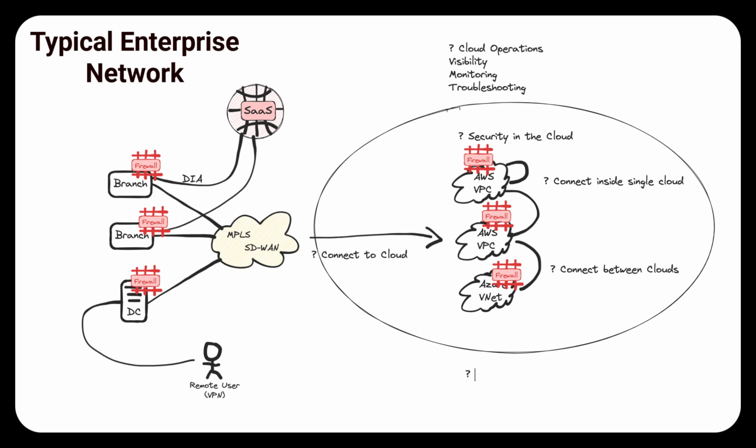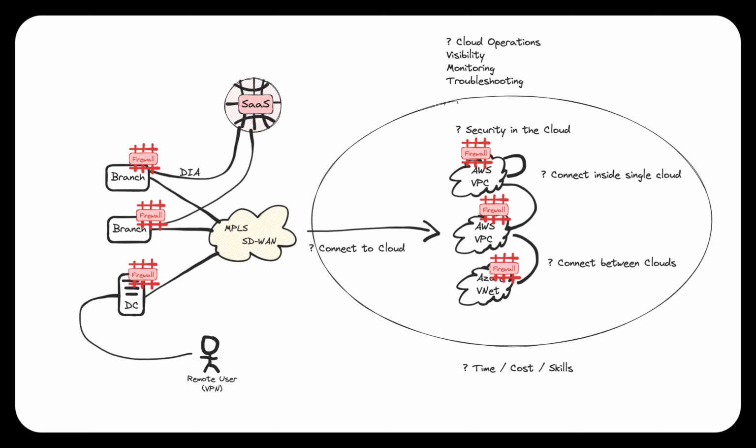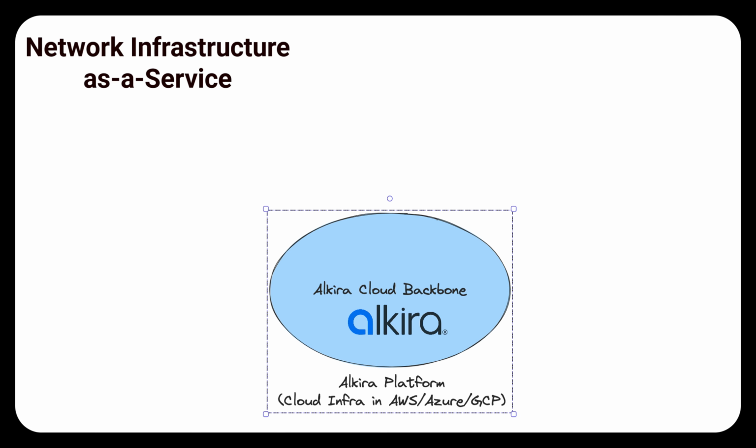Lastly, all of that has to be done under the pressure of time, budget constraints, and while leveraging traditional networking skill set. So, as you can see, it is a very difficult challenge to overcome leveraging traditional hardware and software-based architectures. Let's now shift gears and look at the Alkira Cloud Network as a Service.